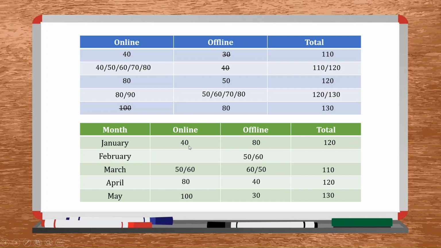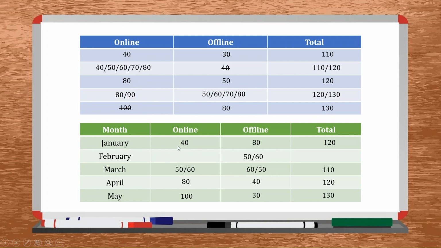Now let's come to February. If March is 50, now let's look at the online column. If March is 50, then 40, the first value, goes to January, the second, 50, goes to March, assuming 50, and third and fourth, one of them is 80 and it's going to April.